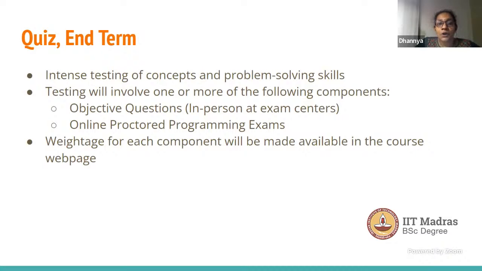That's about the online proctored exams, and this proctored exam has a high weightage in the final score as well. We are planning to have two proctored exams for the Java course, because ultimately it is about programming, and we want to test two separate phases of the whole course. The weightage for each component, the objective questions and the proctored programming component, will be made available on the course webpage in the grading pattern document, so you can clarify your doubts from that document.